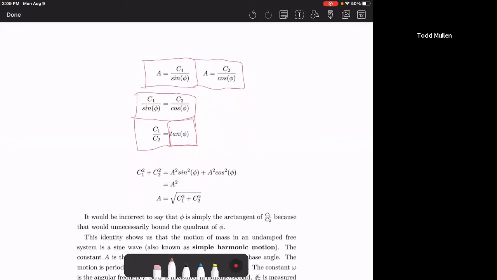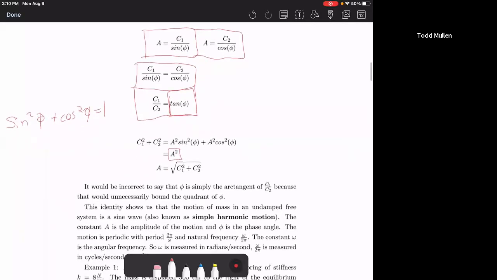In addition, we have c1 squared plus c2 squared is a squared sine squared plus a squared cos squared. Well, factoring out the a squared, we know that sine squared phi plus cos squared phi is just equal to 1. That's another of our trig identities. So we're left with c1 squared plus c2 squared is equal to just a squared. So to isolate a, it is the square root of c1 squared plus c2 squared.